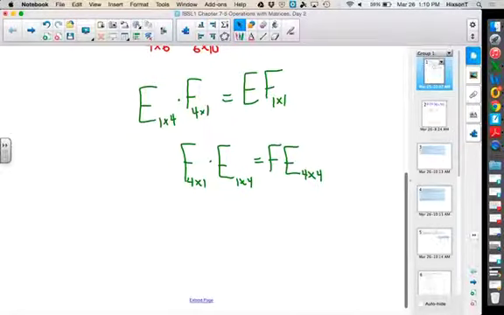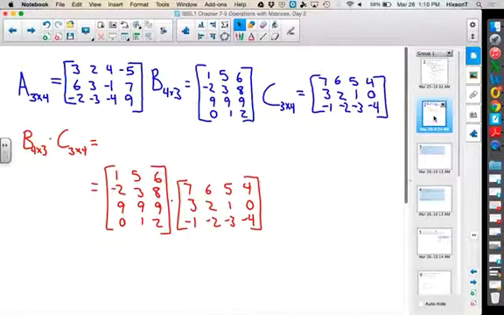Alright, so let's take a look at an example here. Okay? Let's look at an example. These are the same 3 matrices that we were using in our examples yesterday with the matrix addition and all that stuff. So you already have these in your notes, most likely. But let's go ahead and try B times C.